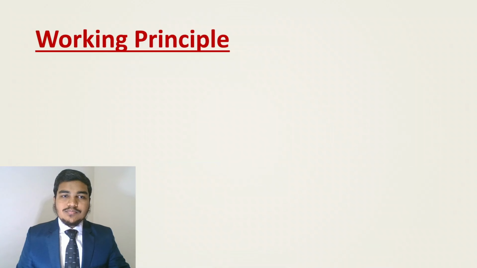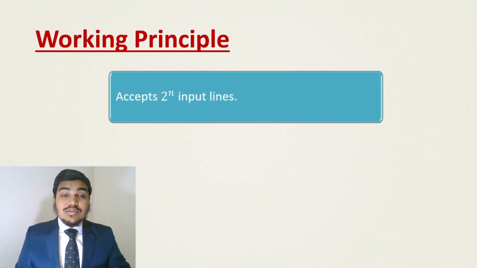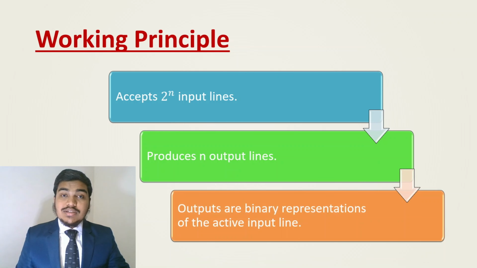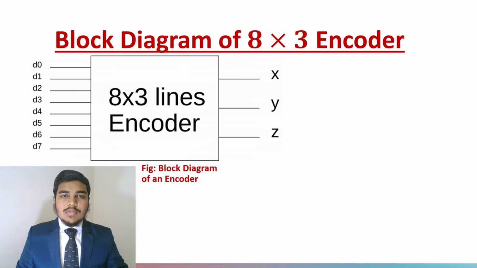Working principle. An encoder accepts 2 to the power n number of input lines and produces n output lines. Outputs are the binary representation of the active input lines. Now let's move to a block diagram of an 8x3 encoder.